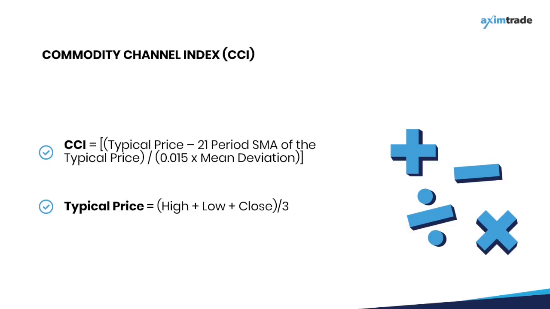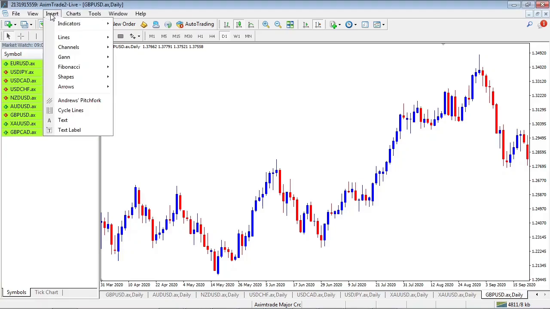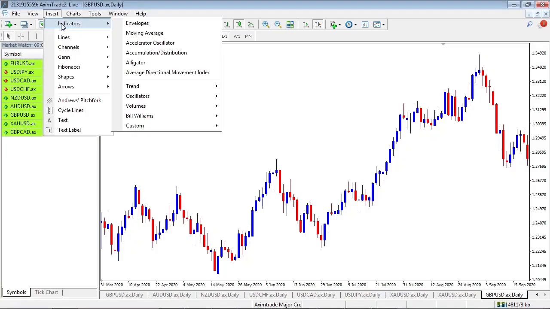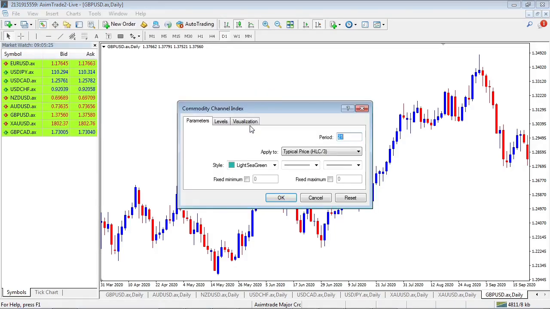We'll go through the CCI indicator trading techniques in detail on chart and also how to use it in combination with price action. Let's begin with placing the CCI indicator on chart. To place the CCI indicator on chart, there are a few methods to do it. The first method is to go to Insert, then Indicators. Under the Oscillators, select the Commodity Channel Index.